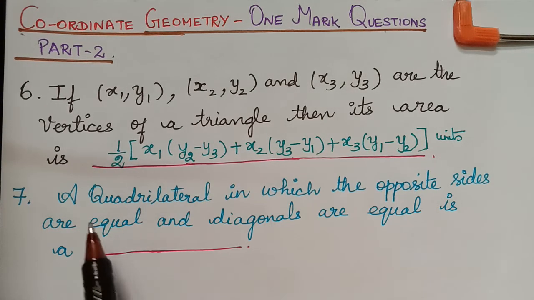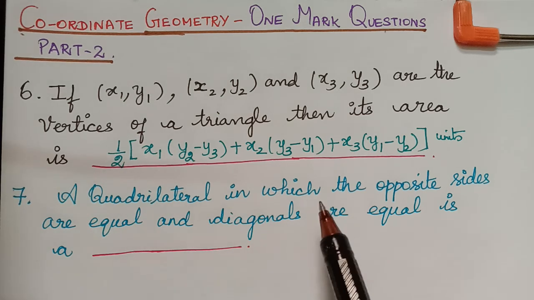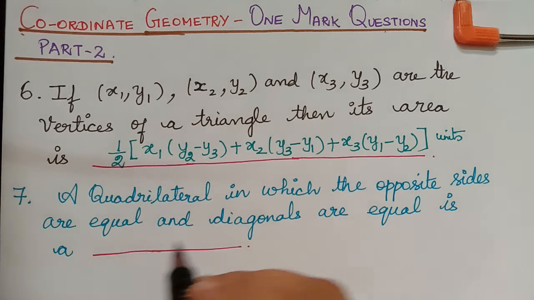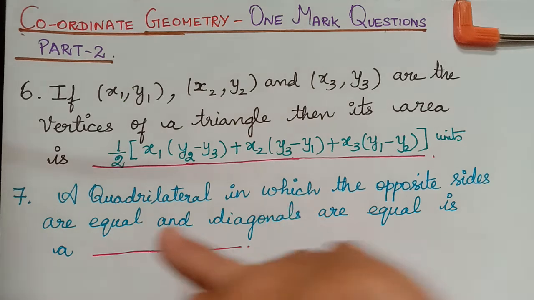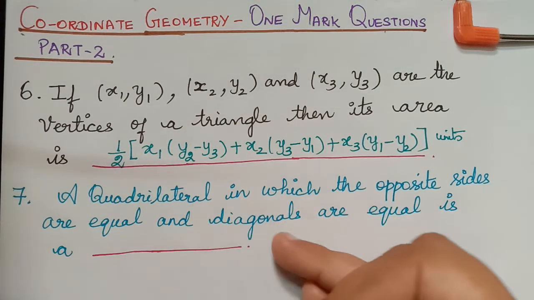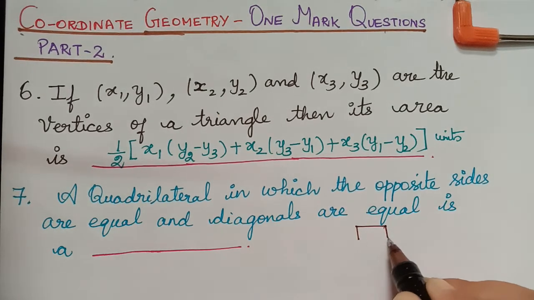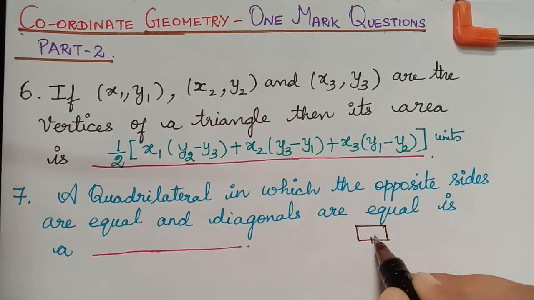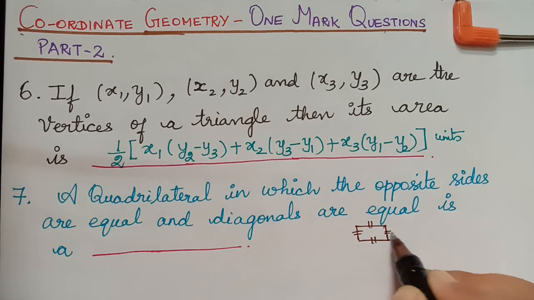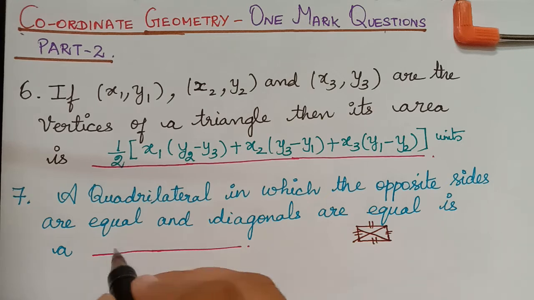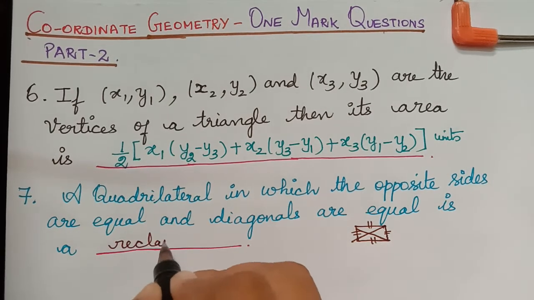The next question is, a quadrilateral in which the opposite sides are equal and diagonals are equal is a dash. So a quadrilateral in which the opposite sides are equal, and if the diagonals are also equal, then it is a rectangle.